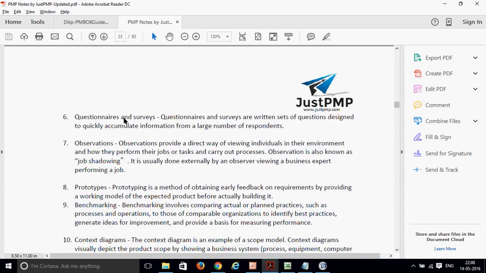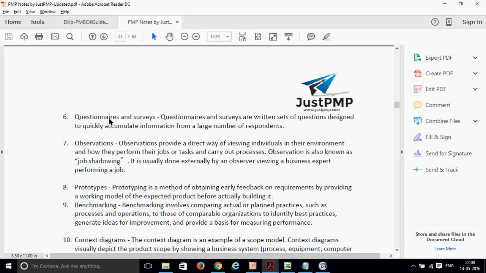Another tool and technique is questionnaires and surveys. Most organizations, when they want to introduce a new product in the market, go with questions and surveys to see how the responses are, or which functionalities they want to implement. This is also happening nowadays. Questions are asked and surveyed, and based on the feedback they accumulate and analyze the information, and then take action.